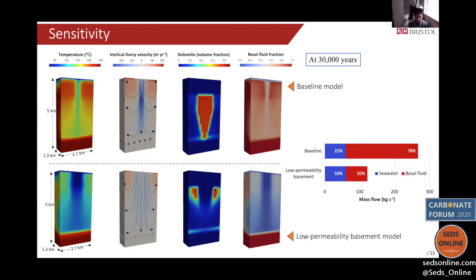We also have the same influx of seawater supplying magnesium, but less hot fluid coming from the basement. As a result, the whole system is a lot cooler and has less dolomite, as you can see from this diagram.